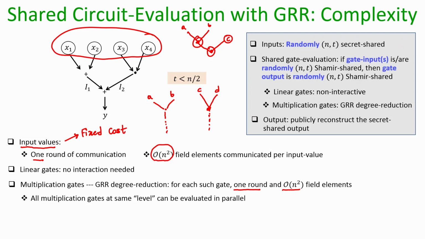And as a result, for all such multiplication gates. So, if I consider this example circuit, then there are two instances of GRR degree reduction, but both those instances can be executed in parallel.